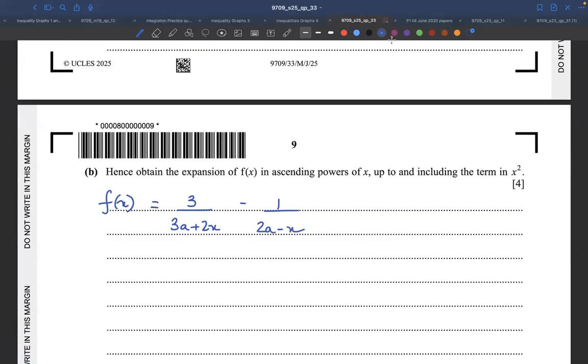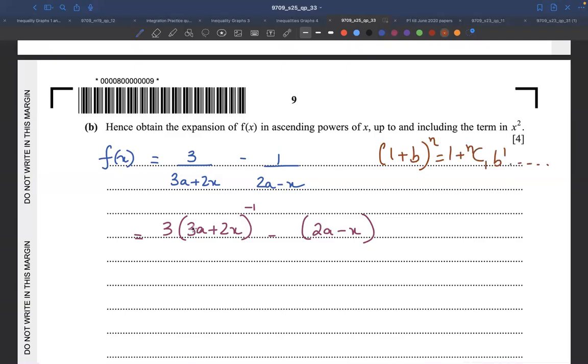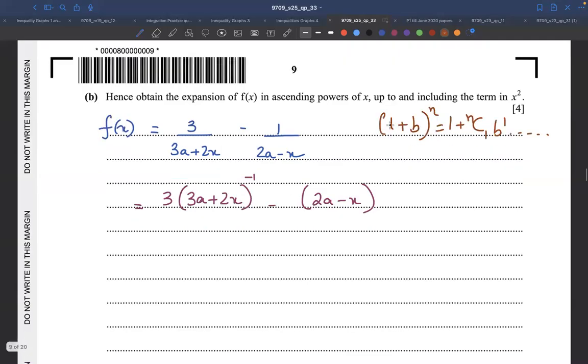Now, the way to expand this is that first we'll bring this in the numerator. So let's first write it as 3a plus 2x to the power minus 1 minus, and this will be 2a minus x. Normally what we do is we expand a term which is 1 plus b to the power of n, and the formula is 1 plus nC1 b1, and so on. So what this shows is we need a 1 over here.